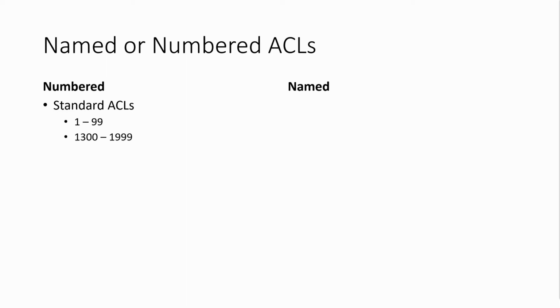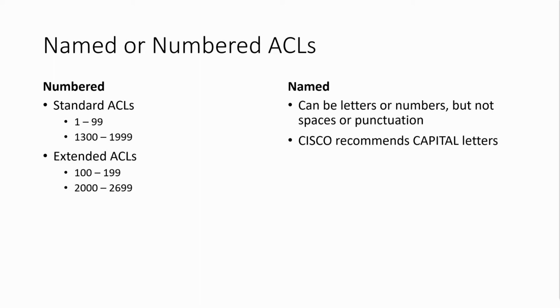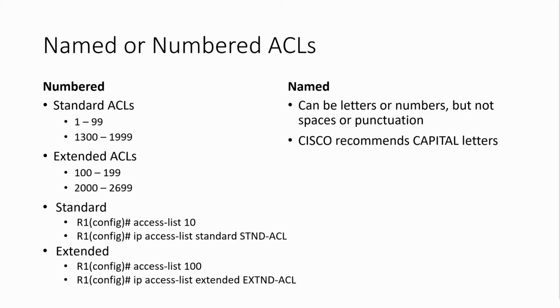The standard ACLs are numbered from 1 to 99 and then pick back up at 1300 and go through 1999. The numbered extended ACLs go from 100 to 199 and then continue at 2000 and go up to 2699. The named ACLs can be anything alphanumeric, but no spaces or punctuation. While it doesn't have to be, Cisco suggests using all capital letters to distinguish the ACL. Below are some examples of what they would look like when beginning to enter them.